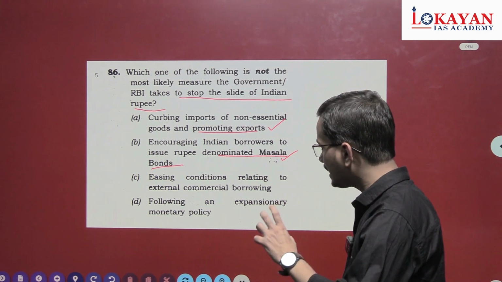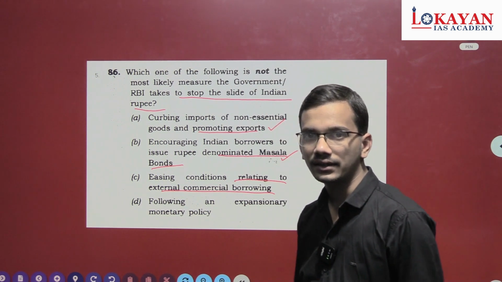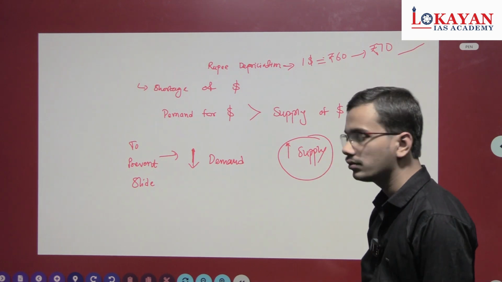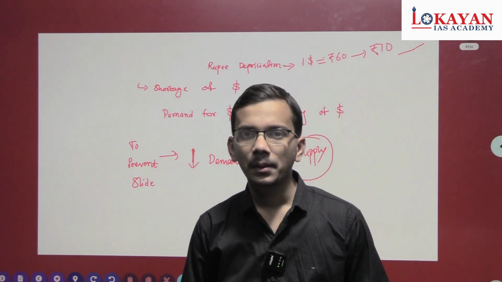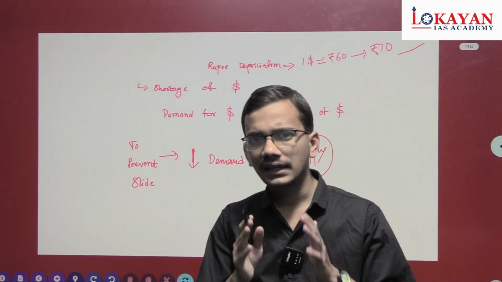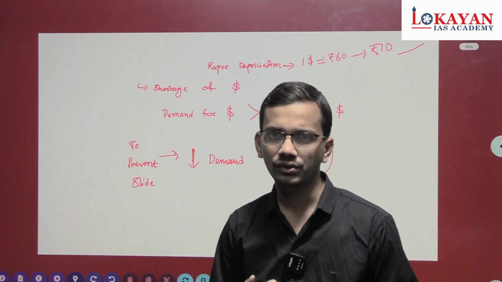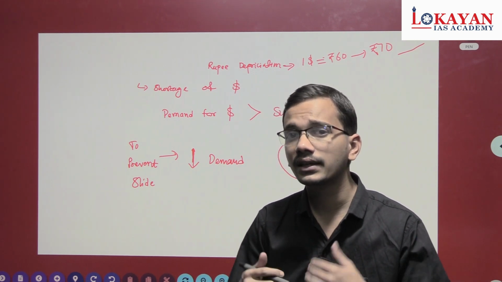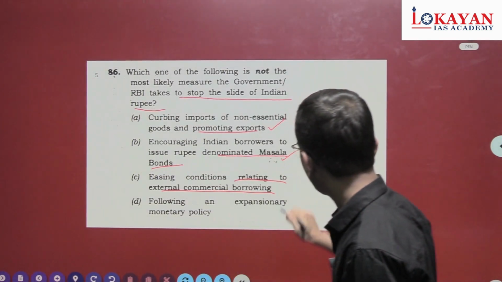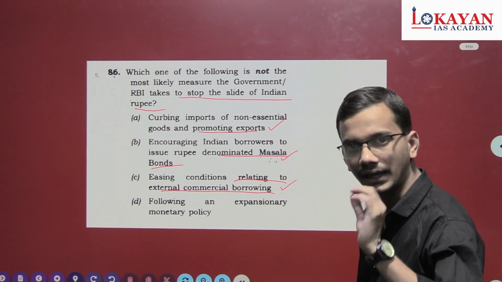Third option, easing conditions relating to external commercial borrowings. Correct answer, because here we have to increase the supply of dollar. So how will the supply of dollar be increased? By easing the conditions related to ECB, external commercial borrowings. When the conditions are eased, the borrower will find it easier to take loans. The dollar supply will increase, and further sliding of rupee will be stopped. So this one is also correct. Obviously only one option has remained, so it has to be wrong.